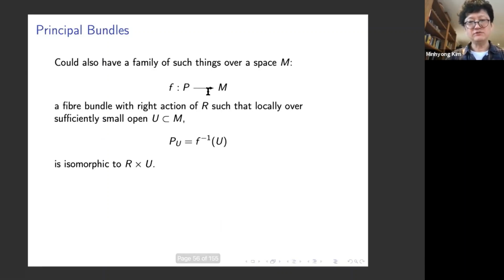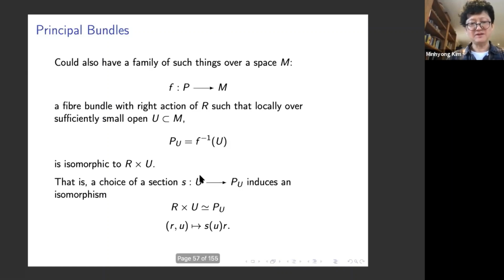Or they could vary over a family. This is the case of a principal fiber bundle, right? You have a space M and a fiber bundle over M that locally looks like the group and on which the group acts, so that whenever you choose a section, you get an isomorphism from the product R cross U to the portion of the principal bundle over U. So all of these principal bundles, you can start from a point, you can have more structure, it can vary over a space. We're used to this in geometry.